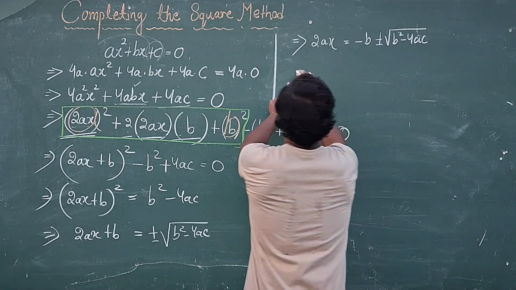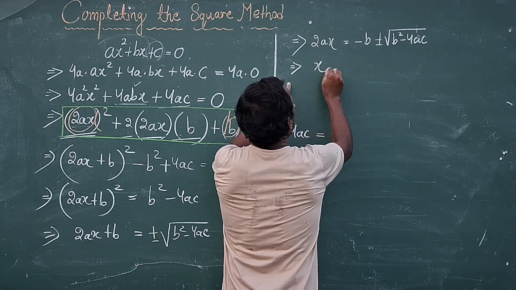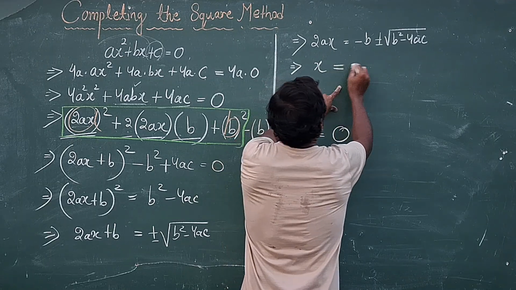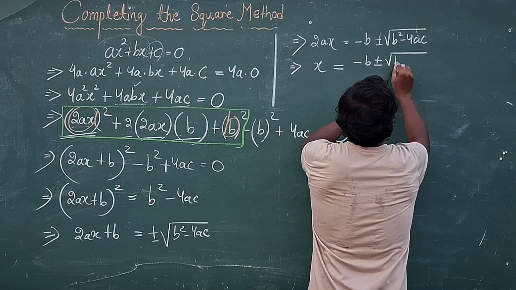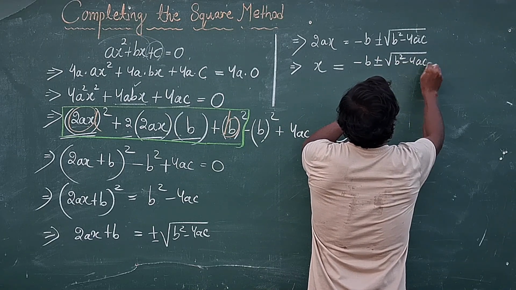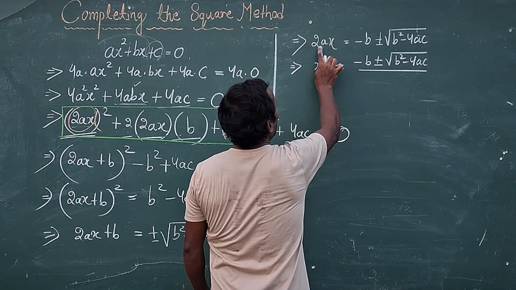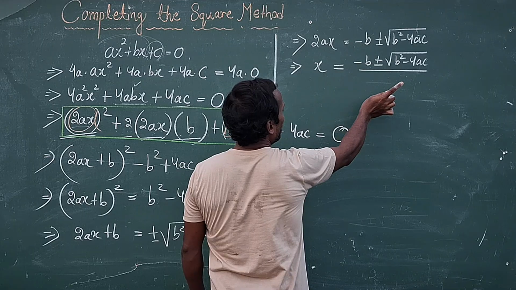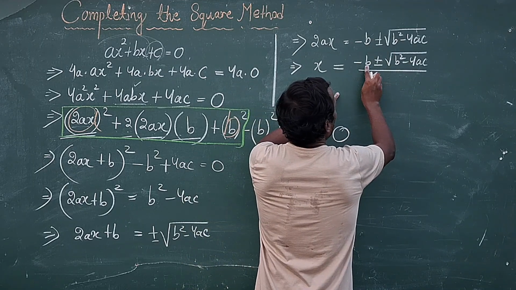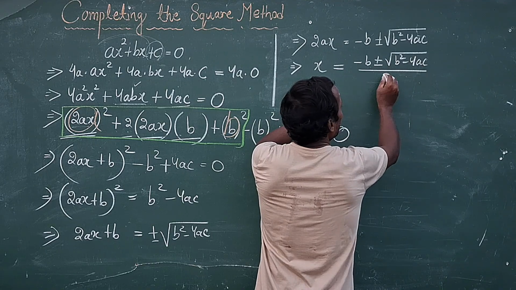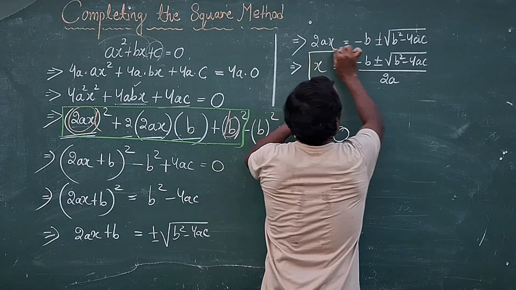Last step gives you again the value of x. In other words, the quadratic formula. I am keeping only x on left side: x equals minus b plus minus square root of b square minus 4ac. 2a was multiplied with x, so when 2a is shifted to right side, it will divide the right side. Right side is minus b plus minus square root of b square minus 4ac, divided by 2a. This is the quadratic formula.